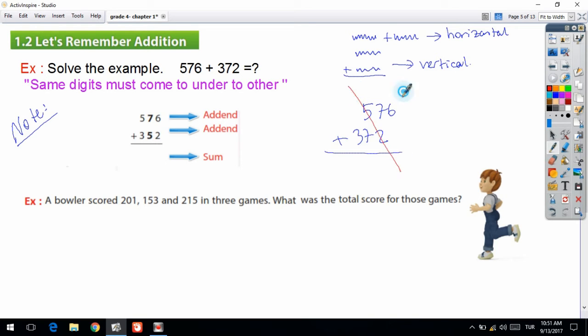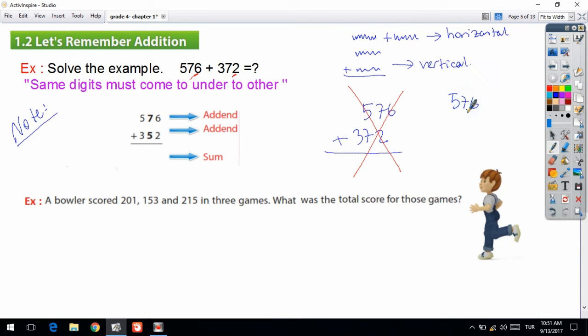No. Why? So let's look at here. 6 is in the ones digit, 2 is in the ones digit, so it means 2 must come under the 6. But when you look at here, the ones digit didn't come under the other. Okay, let's look at another way.